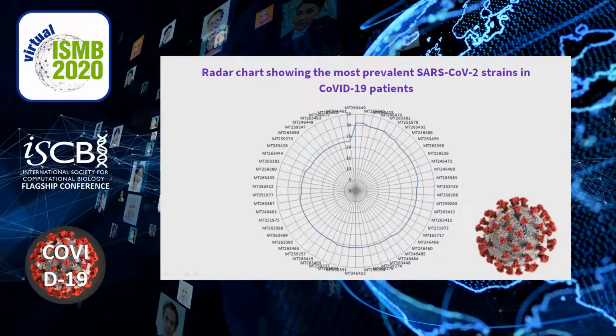This is a radar chart showing the most prevalent SARS-CoV-2 strains in COVID-19 patients. And the accession IDs for the most abundant of those strains are MT263449 and MT246461. And there are other strains as well.